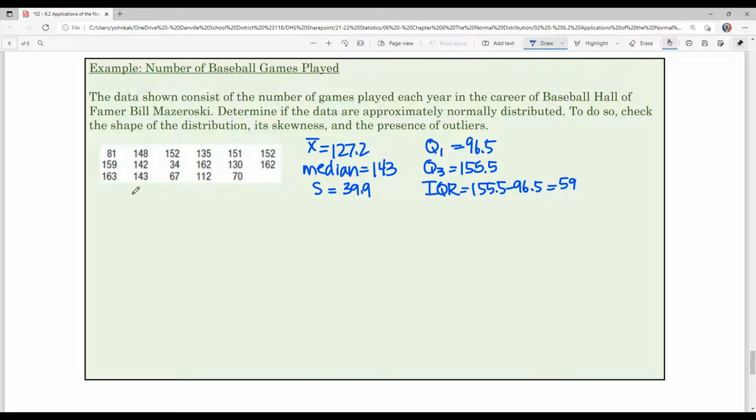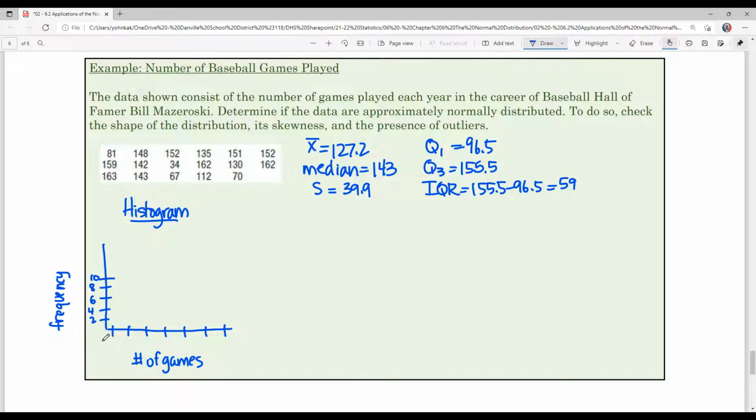Okay, so the first thing I want to look at is a histogram. So I'm going to use my calculator to draw a histogram for me. Let's see, I need to go up to 10, 2, 4, 6, 8, 10. This is our frequency. Then along the bottom, I have the number of games. I have 1, 2, 3, 4, 5, 6. I start at 34. And then I go to 59.8. So I made my calculator do this for me so I don't have to.